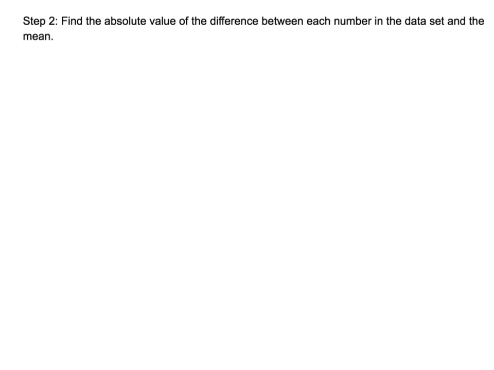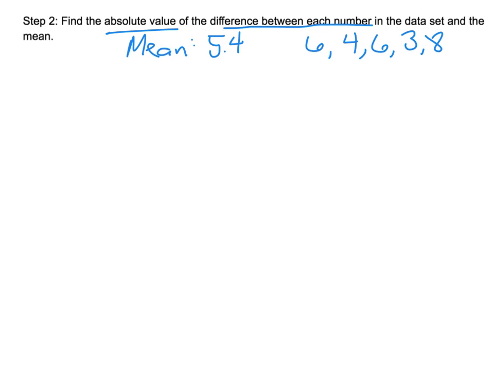Okay, so our next step is that we need to find the absolute value of the difference between each number in the data set and the mean. So let's start by writing down our mean from the last slide, which was 5.4. And we need to write down our list of data, which was 6, 4, 6, 3, and 8. So we need to find the absolute value of the difference between each number and the mean.